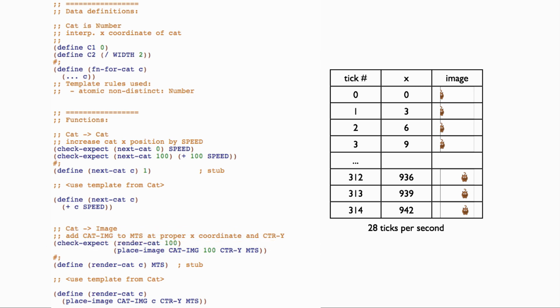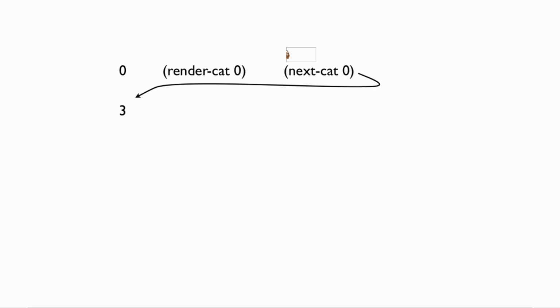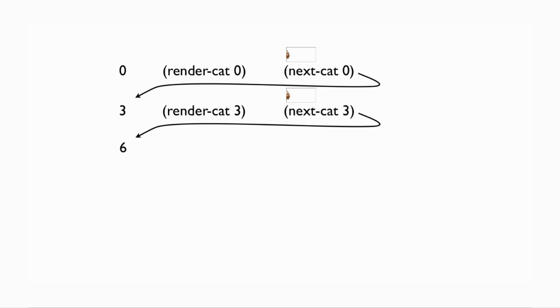Now we need to understand how those two functions need to dance together in order for the cat to move across the screen the way we want it to. Suppose the cat starts at 0. We need to call renderCat to get the appropriate image and display that. Then we need to call nextCat with 0 to get 3. Then we need to call renderCat with 3 to get the image and display it. Then nextCat with 3 to get 6. Then renderCat we call with 6 to get the next image and display that.